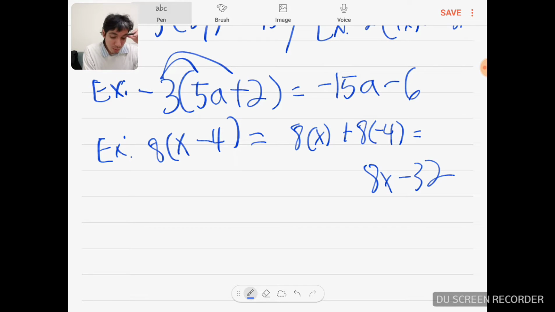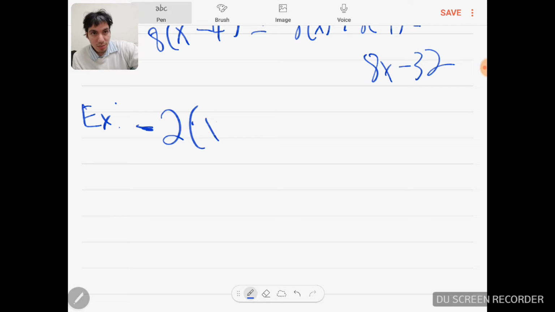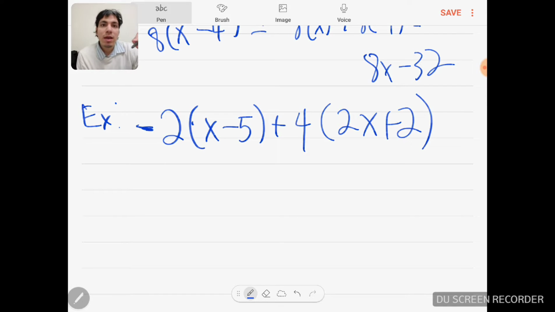So we'll do one hard one, and then I'll give you one example for homework for you guys to do on your own. Okay, let's do one hard one. So let's do negative 2 times x minus 5 plus 4 times 2x plus 2. Okay, so now this one's a big one, so let's take it one step at a time. When you see the parentheses, you want to do those first.